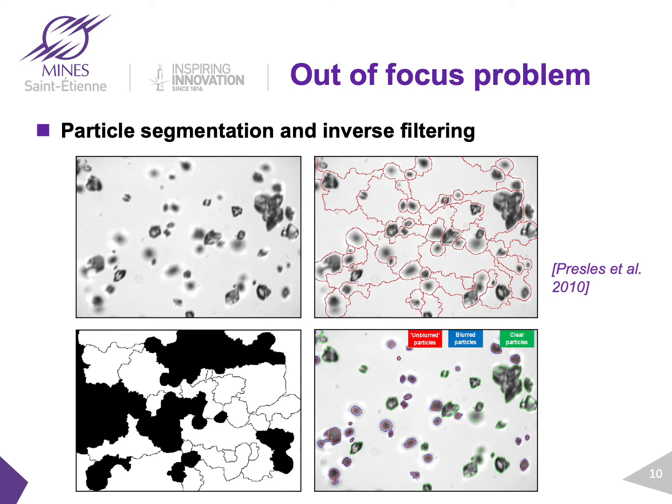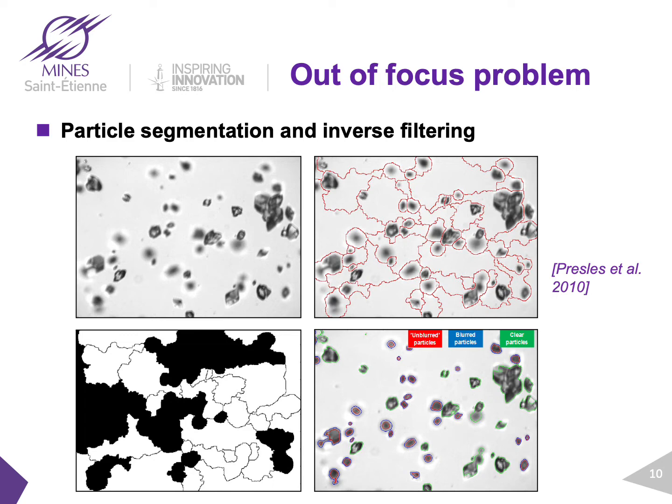So it means that when you have some unfocused particle, it's easy to extract the contours. You can see with the green contours here, we have easily extracted the contours of the different particles, and in this way we are able to measure the size and shape of these particles.